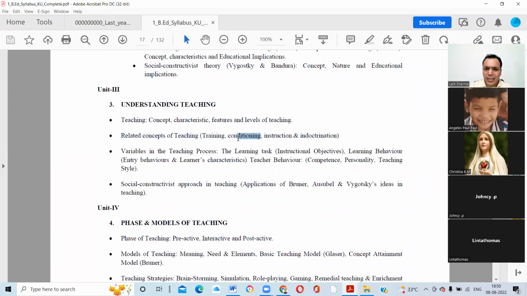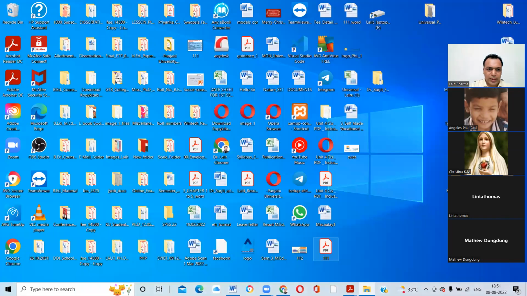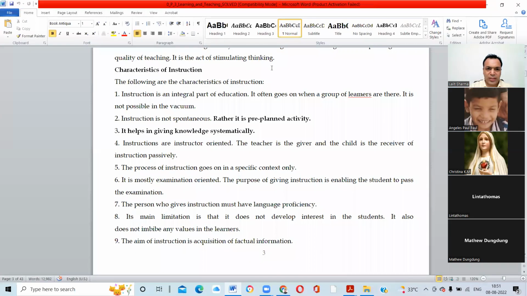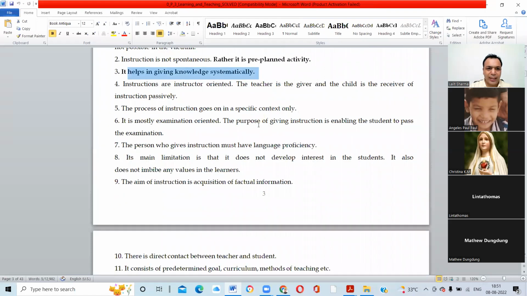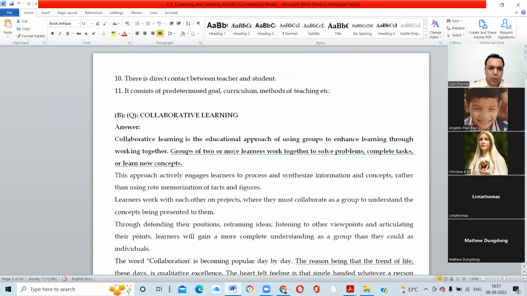It can come, conditioning might come, training can come, indoctrination can come. So I have defined all the things. You know that. So instructions we have done. Characteristics of instructions: it is a pre-planned activity. It helps in giving knowledge systematically. The process of instruction goes on in a specific context only. So about instructions we are done.